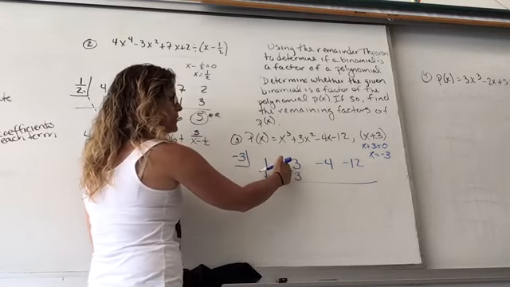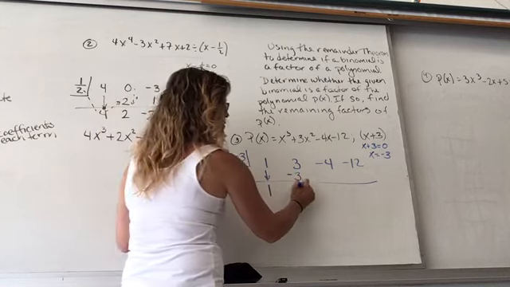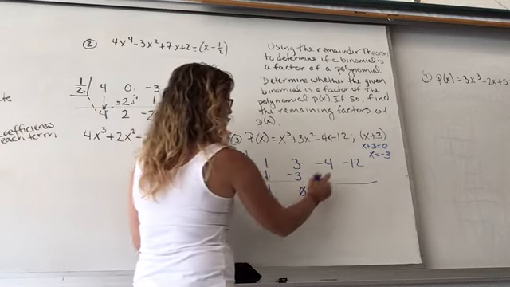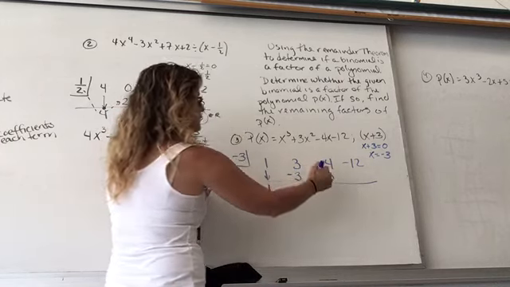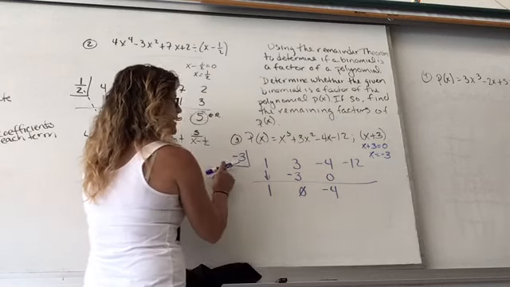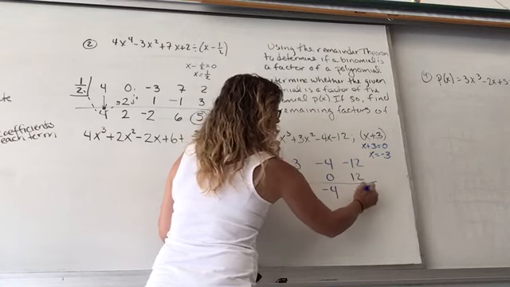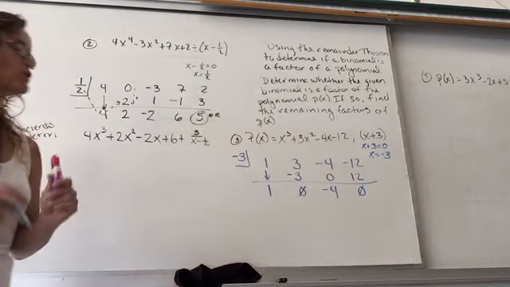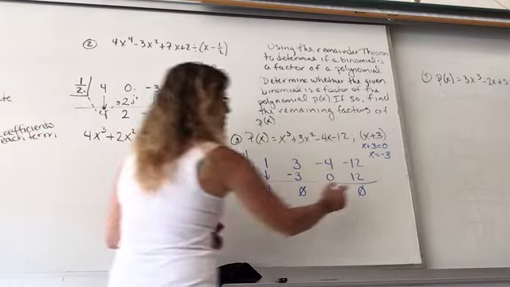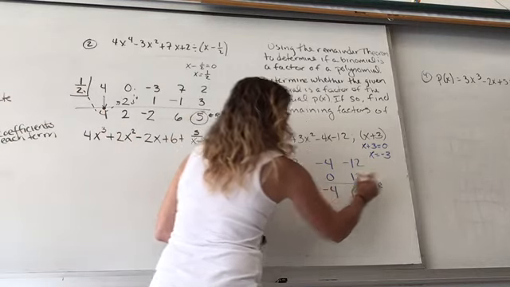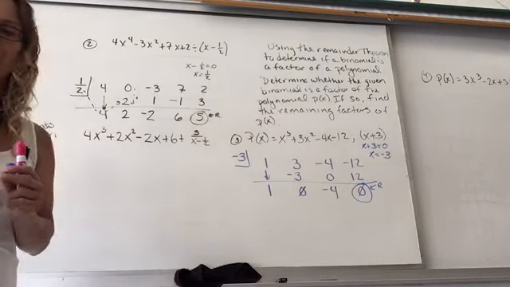And I add 3 plus negative 3 is 0. Negative 3 times 0 is 0. Negative 4 plus 0 is negative 4. Negative 3 times negative 4 is 12. And I get negative 12 plus 12 is 0. So I have a 0 remainder. Remember, this last one here, this is my remainder. So that means that x plus 3 is a factor.